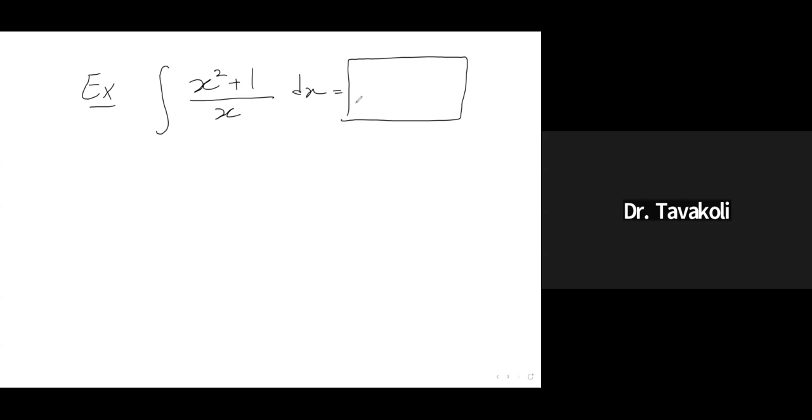So first of all, we try to split this fraction into two fractions. X squared plus 1 over x can be written as the sum of two fractions, x squared over x and 1 over x. Since we have just one term at the bottom and two terms on the top, I can split the fraction in this way.